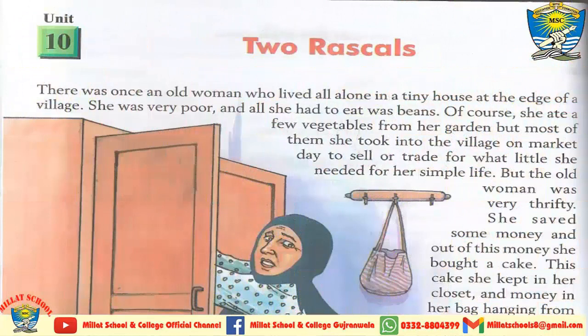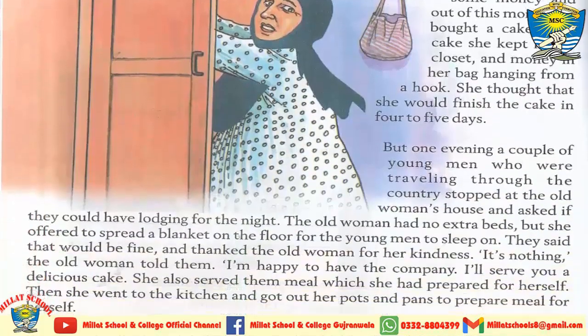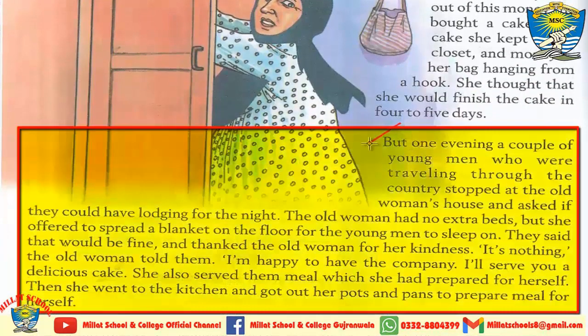Students, in our previous lesson, we talked about a woman who was living all alone in a tiny house and she was very poor. She saved some money also and she bought a cake and she also kept the cake in the closet. Students, let's start our today's lesson that starts from here and ends over there.